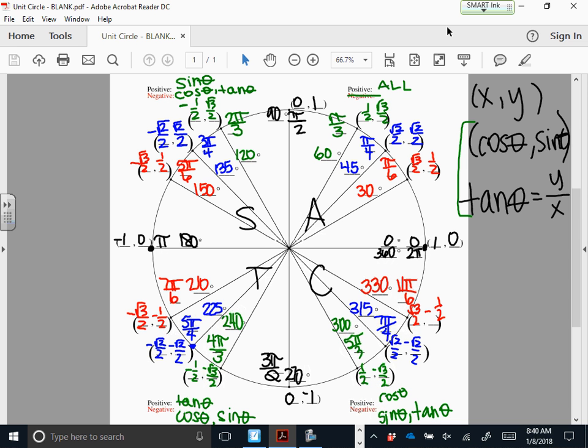Then from there, if we want the cosecant, we can take the reciprocal of sine to be 2. If we want the secant, we can take the reciprocal of cosine, which we would then have to rationalize. And then the cotangent, you can think of this a couple different ways. You can either take the reciprocal of tangent, or you can take x divided by y to get your cotangent of negative radical 3.